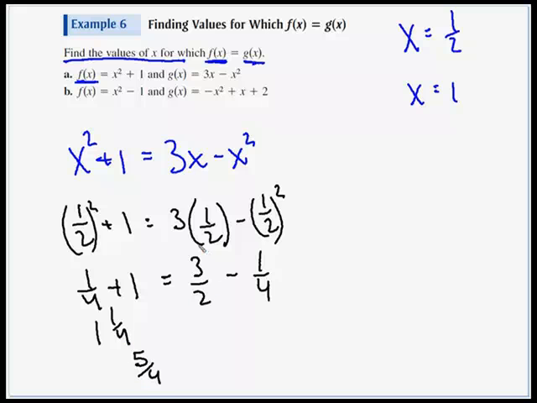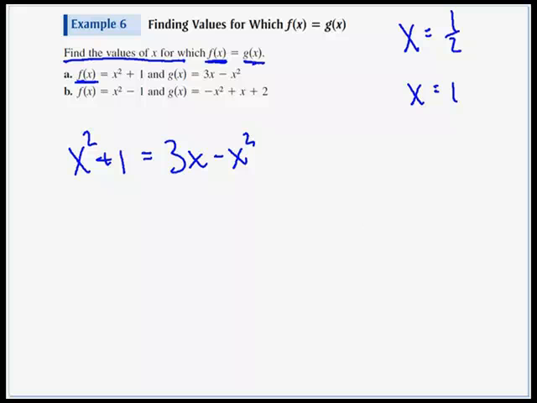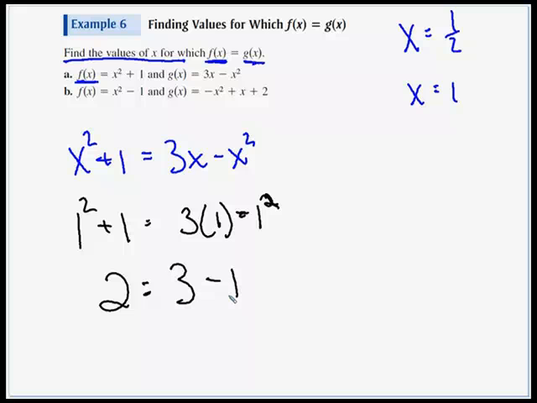Let's get a common denominator here. That 3/2 is the same as 6/4 minus 1/4 is 5/4. And the same should also work for x values of 1. 1 squared plus 1 should equal 3 times 1 minus 1 squared. That's a squared, trust me. 1 squared plus 1 is 2, and here we have 3 times 1 is 3 minus 1. 3 minus 1 does in fact equal 2.